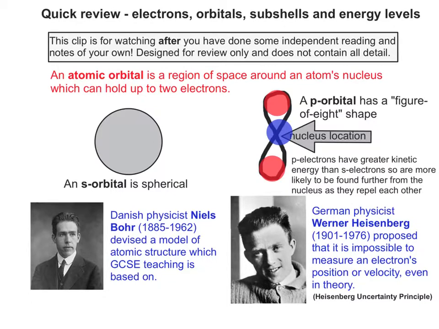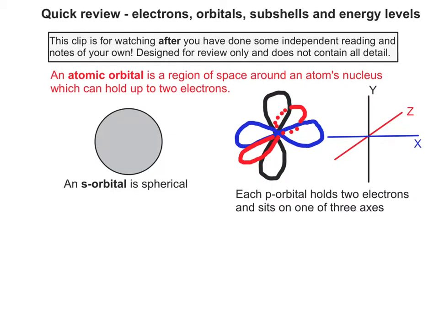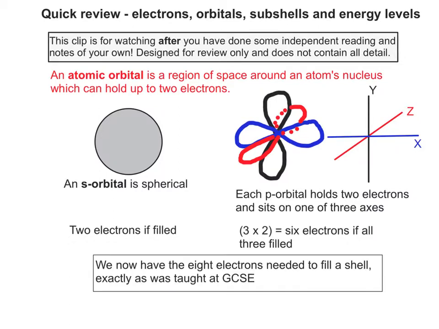We also need to look at the positioning of p orbitals. If you consider that the p orbitals, each of which can hold up to 2 electrons, can sit in one of 3 possible axes, we can now start to put all this together to match what we've learned at GCSE. Considering that an s orbital can have 2 electrons if it's filled, and 3 p orbitals, if they're all filled, have 6 electrons, we now have 8 electrons in total. So we now have our 8 electrons needed to fill a shell, just like we've been taught at GCSE.